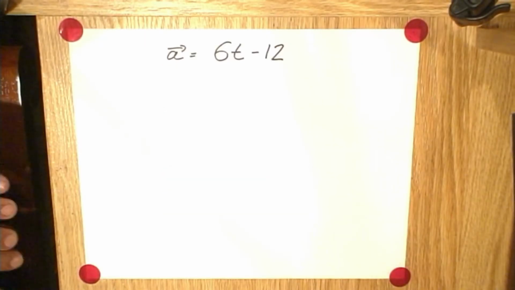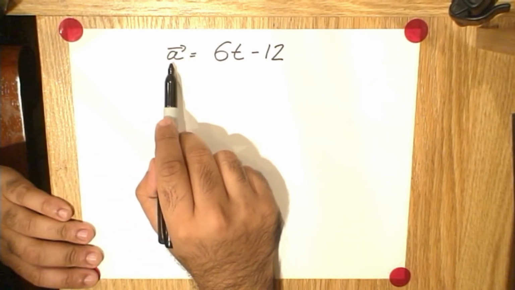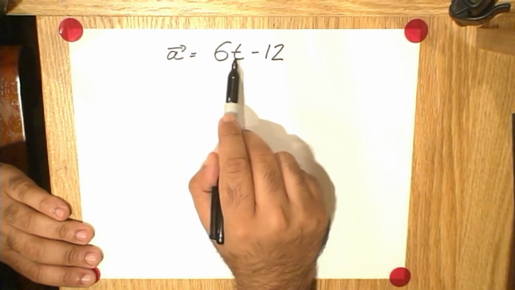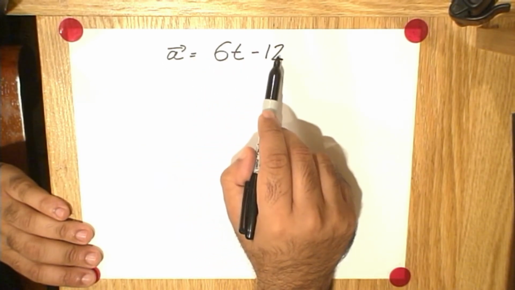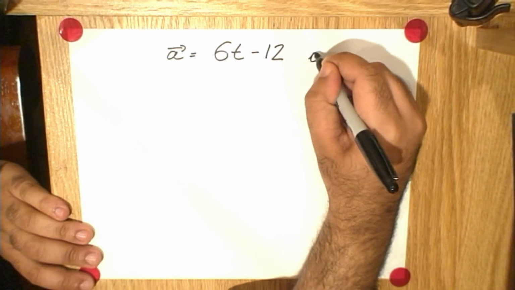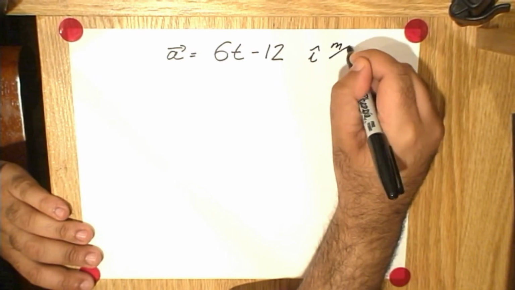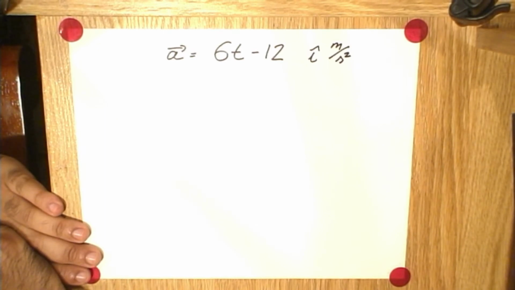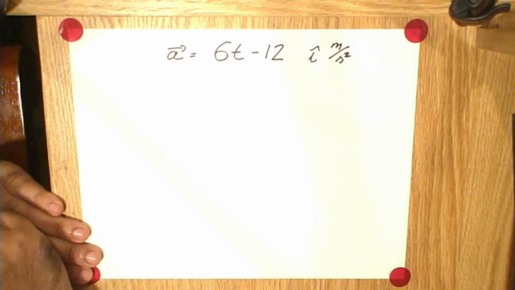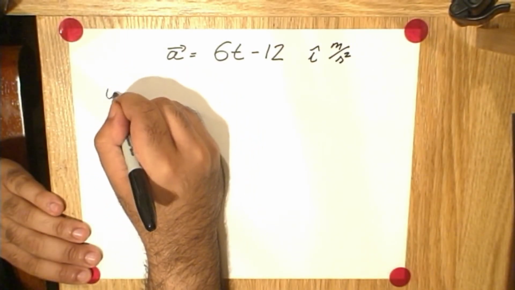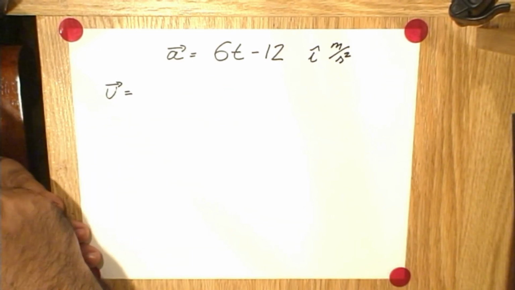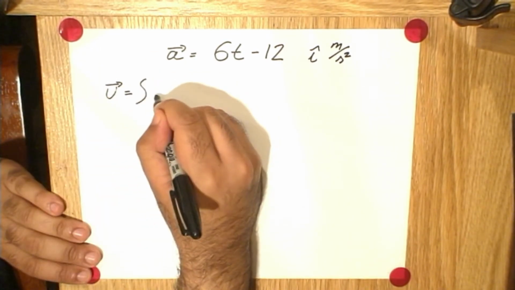So here's the information we were given. The acceleration as a function of time is given by 6t minus 12. And implicitly, there would be an i hat meters per second squared afterwards. So let's work out what the velocity must be. The velocity is the antiderivative, the integral of acceleration.